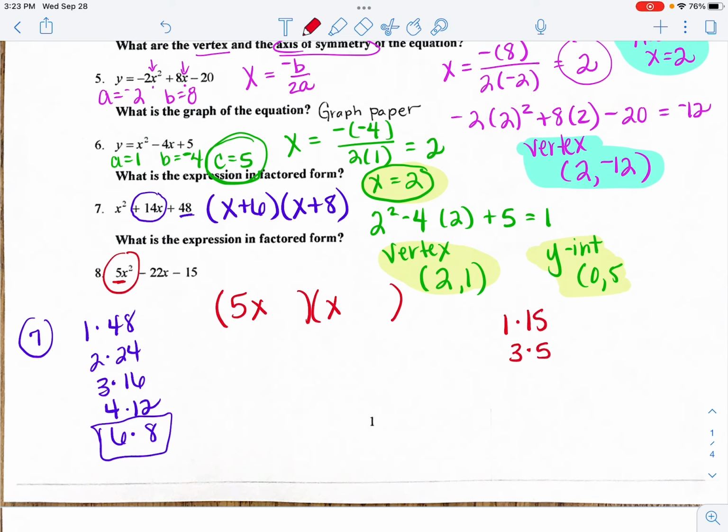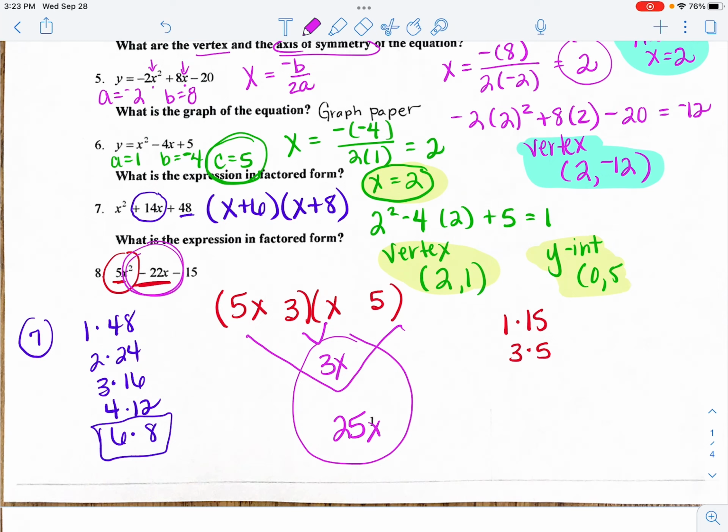Remember, what you're going to do is strategically place those in the binomials so that whenever you multiply, you're going to get an add, or in this case subtract. You're going to get a negative 22. So we decided in class we would put the 5 here and the 3 here. And remember why, let me explain real quick. It's because 5x times 5 is 25x. And 3 times x is 3x. And we know if we were to subtract 3 and 25, that's going to give us a negative 22.